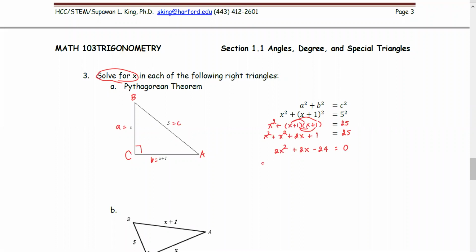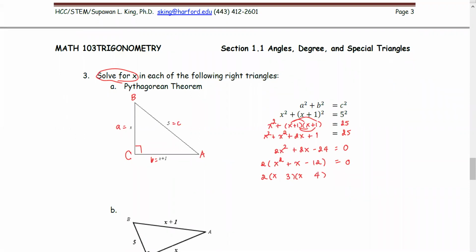Factor 2 out as a common factor: 2 times the quantity x squared plus x minus 12 equals 0. Factor the trinomial x squared plus x minus 12. x squared gives x times x. 12 could be a pair of the numbers 3 and 4. So let's see, 3 and 4, because the difference is 1.